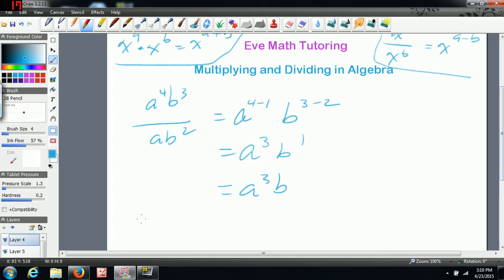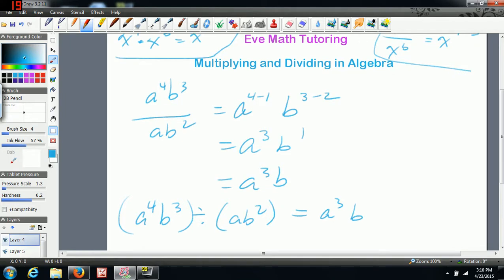Okay? This could have also been written as the following. It could have been written in this form too, and that would have still given us the same answer, because we're still doing a to the 4 divided by a to the 1, which is a to the 3, and then b to the 3 divided by b to the 2, which is just b to the 1. Okay, so that would give the exact same answer.